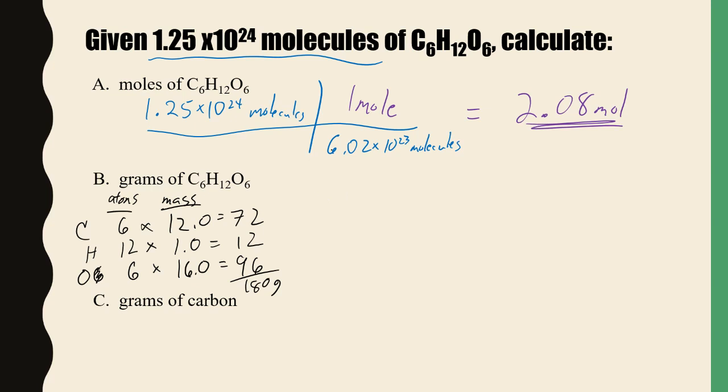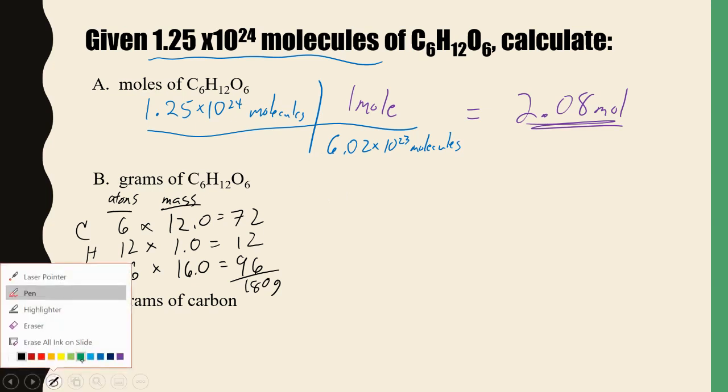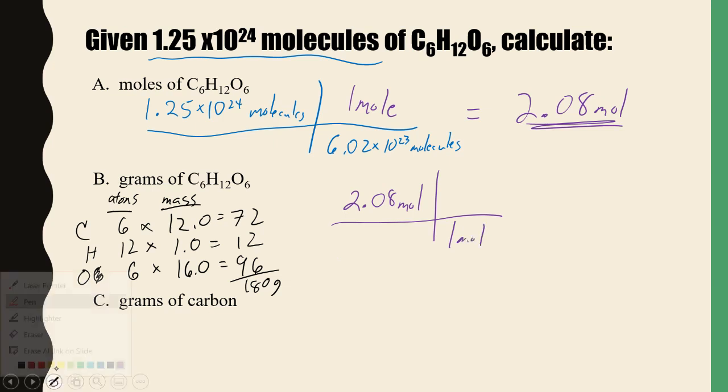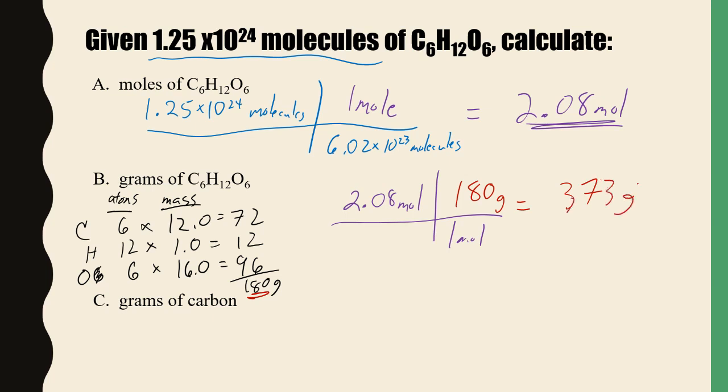So if we're converting moles to grams, which is what we have here, we have our 2.08 moles, and for every 1 mole, there's 180 grams, right? That's what we got here. There's 180 grams for every 1 mole of that, and that gives us 373 grams of sugar. Now, how much of that is carbon? So how much of that 373 grams is carbon?